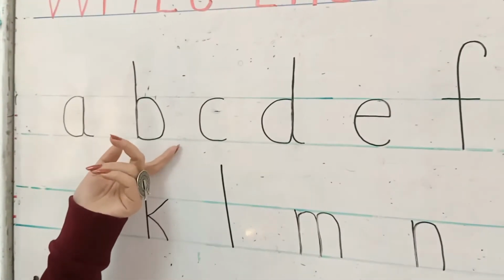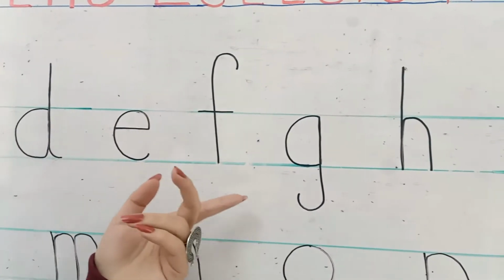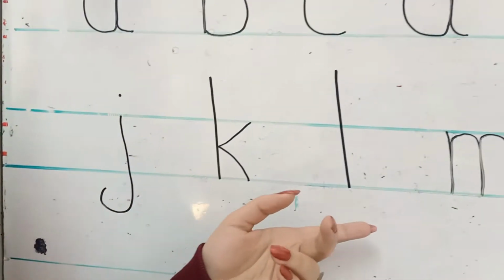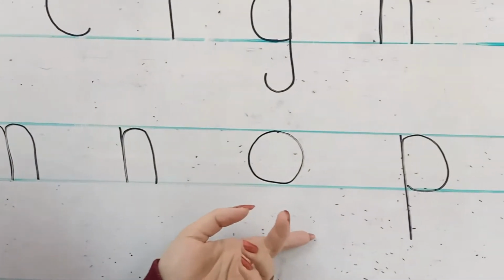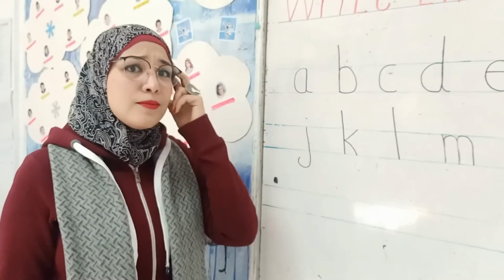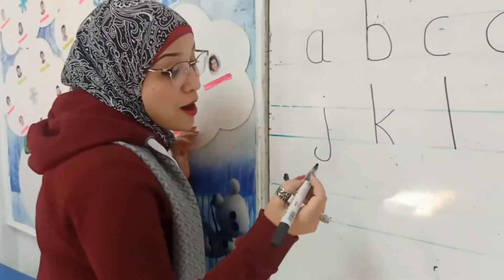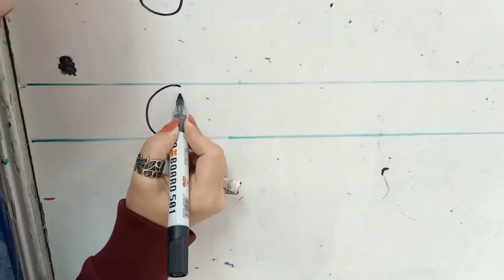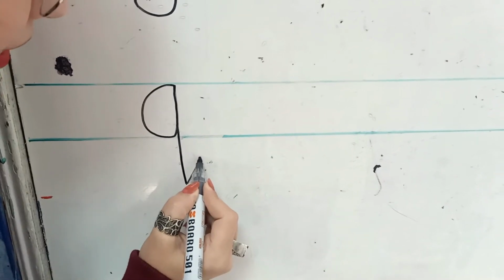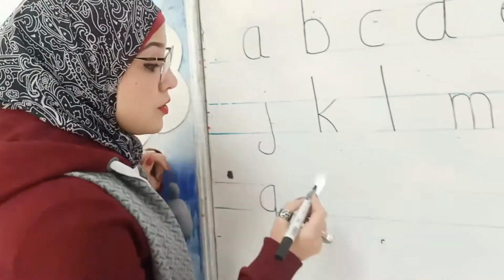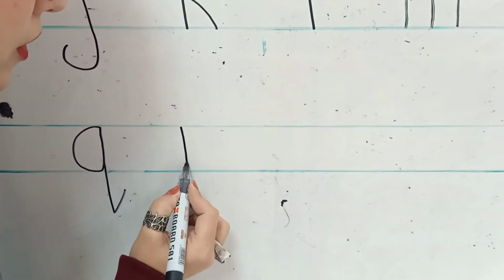A, B, K, D, E, F, G, H, I, J, K, L, M, N, O, P. After P comes Q, super. How to write letter Q? Starting point, half a circle, up and down in a long stick with a tick. After Q comes R. How to write letter R? Starting point, down in a short stick, up and half a bridge.